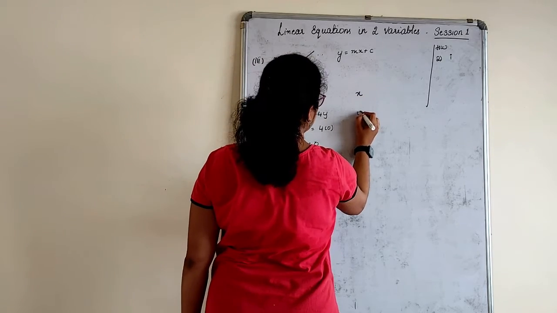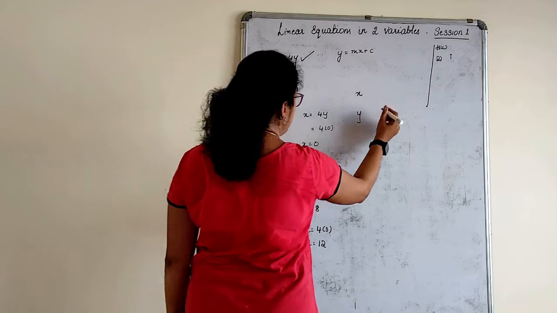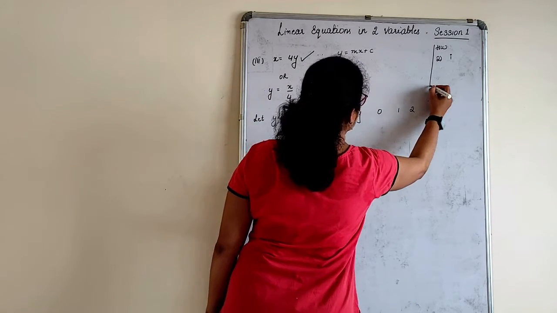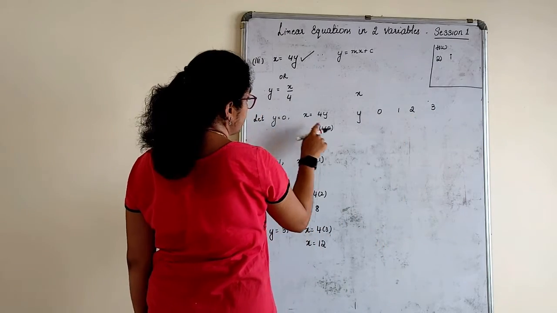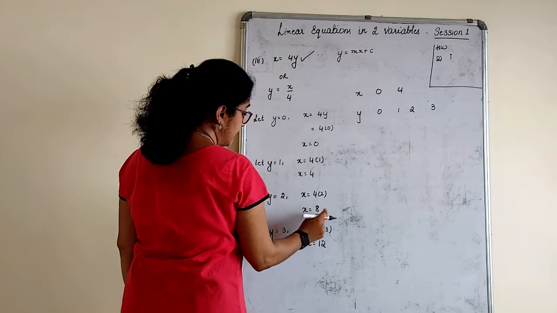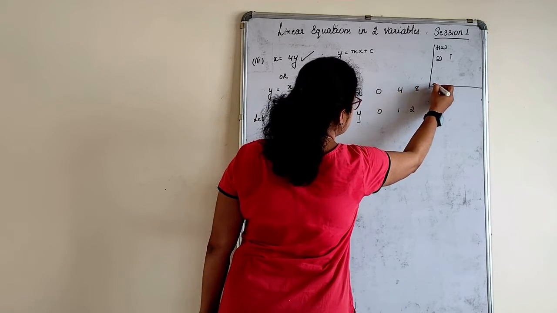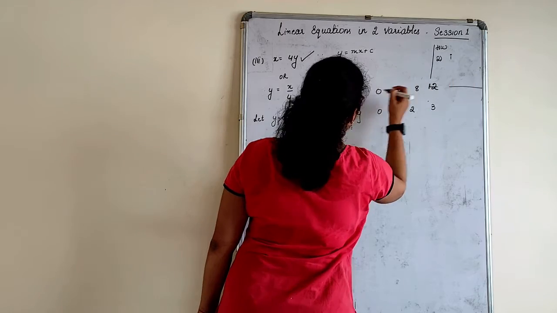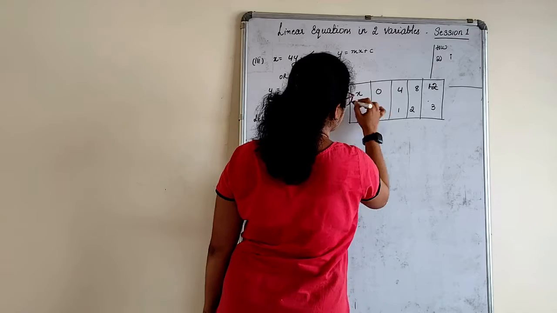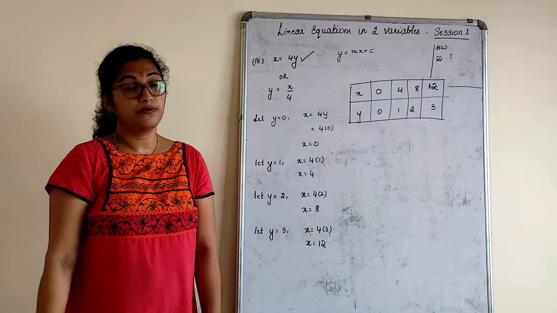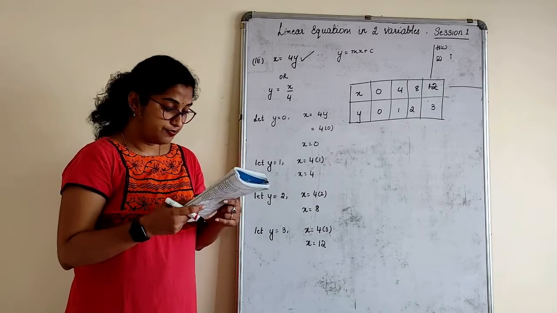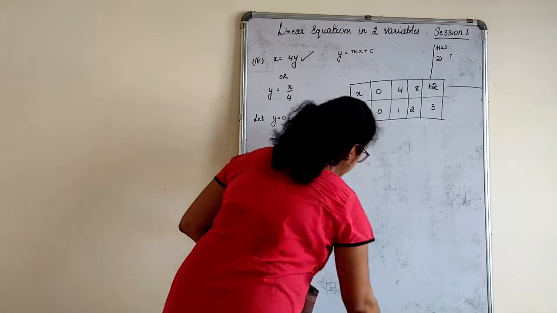Let's tabulate. What did we give as y values here? 0, 1, 2 and 3. What are the x values? The first x value is 0, the second x value is 4, then the x value is 8, then it is 12. Okay, your values differ based on what type of numbers you take here. Third one, quickly we'll finish.